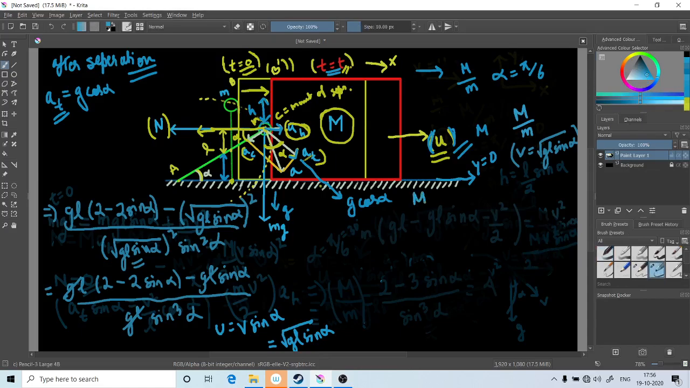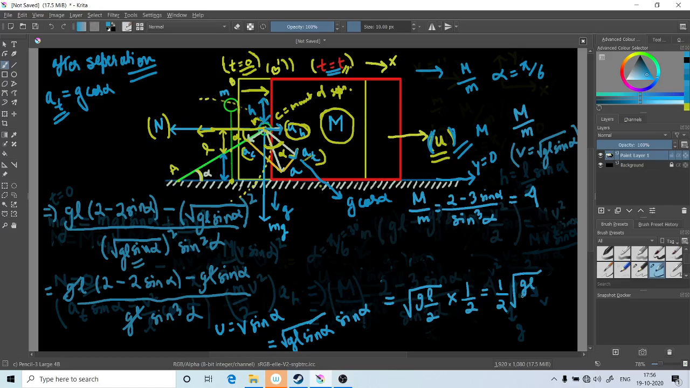So we got m by m equals 2 minus 3 sine alpha divided by sine cube alpha equals 4. And now the value of u, which is equal to root over gl by 2 times 1 by 2, that is 1 by 2 root over gl by 2. Therefore, the velocity u of the body m equals half root over gl by 2.